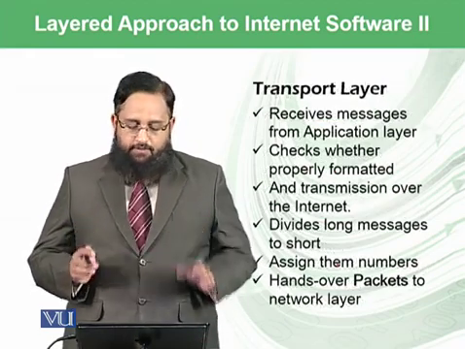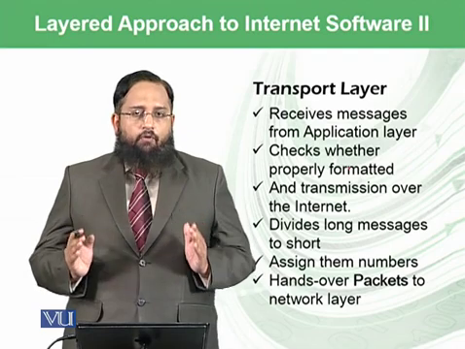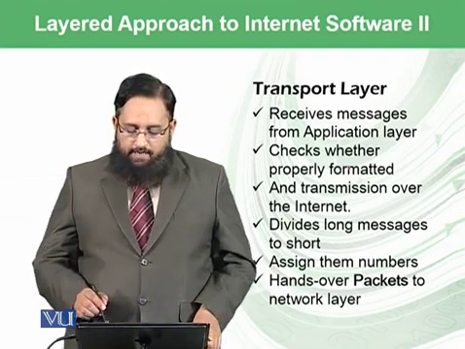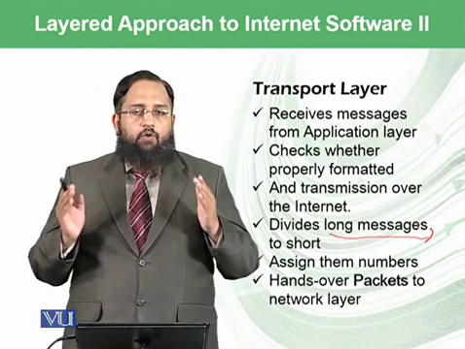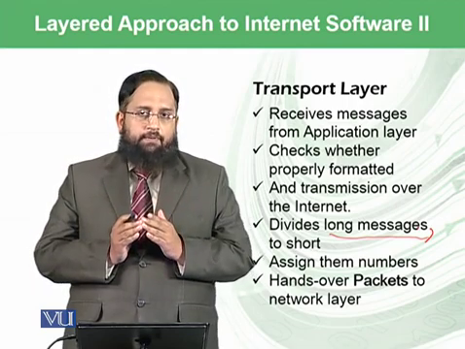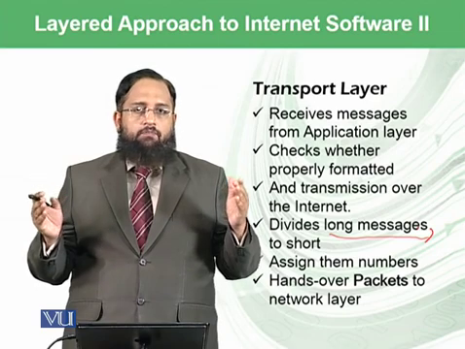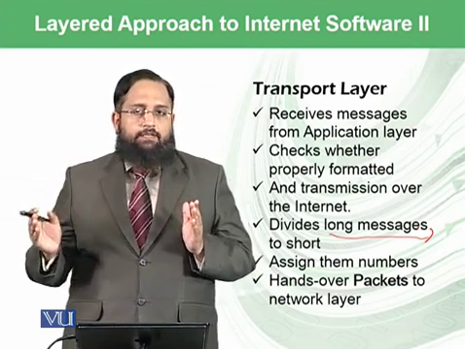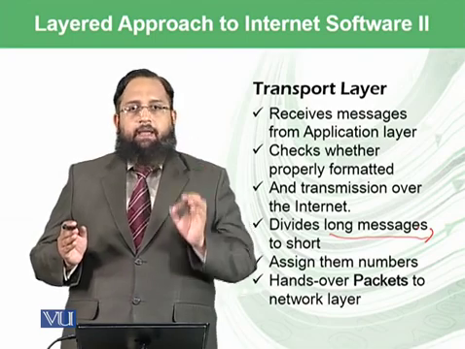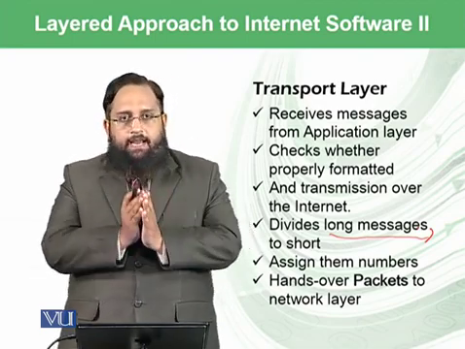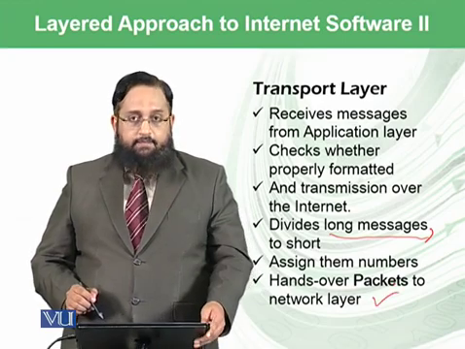And then is the transport layer. The transport layer receives messages from the application layer, checks whether the messages are properly formatted and accurate, and transmits them over the internet. The main work of the transport layer is to divide long messages into small data units, which are called packets. For example, if there is a long data of 1000 bytes, it could be converted into 100-byte data sets, and each one will be called a packet. It will assign sequence numbers to the packets as well: this is the first packet, this is the second packet, this is the third packet, and so on. Then it hands the packets over to the next layer, the network layer.